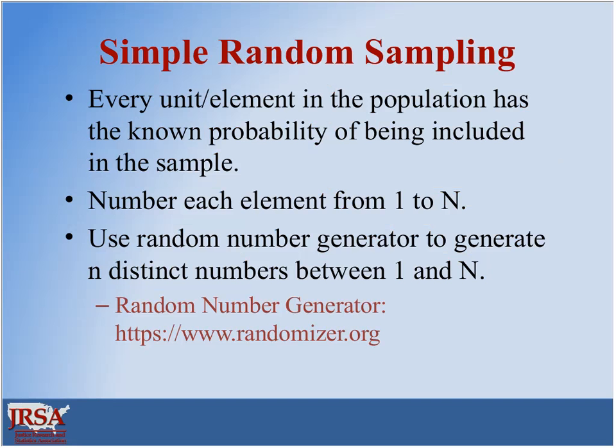To begin with, simple random sampling. In simple random sampling, every unit of the population has the same known probability of being included in the sample, and the sample is selected from the population randomly. In other words, each individual in the population has an equal opportunity to be selected for the sample.